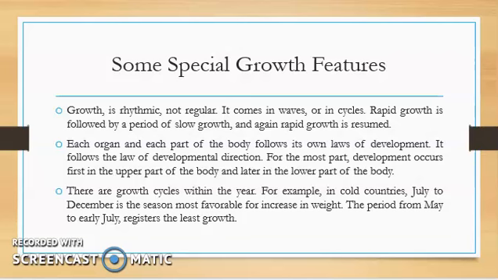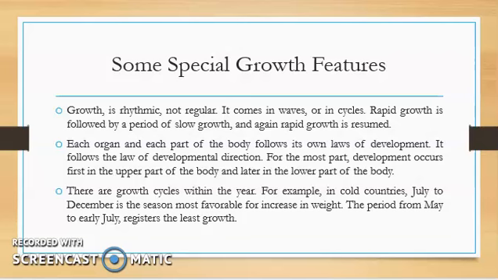Each organ and each part of the body follows its own laws of development. It follows the law of developmental direction. For the most part, development occurs first in the upper part of the body and later in the lower parts of the body. And I think you remember we have studied these principles in our previous chapter.